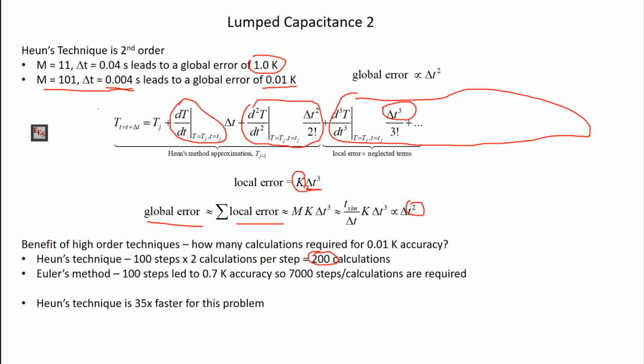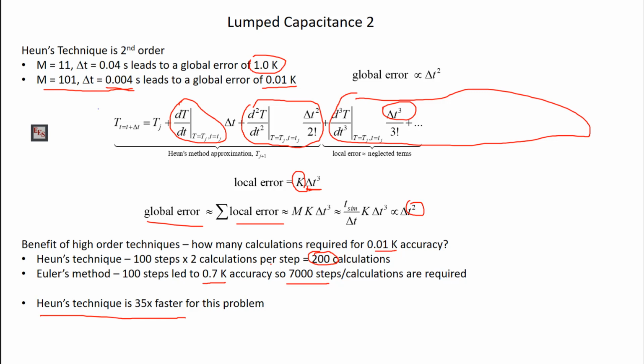If I look back at my Euler method, with 100 steps I had 0.7 Kelvin accuracy. And remember, Euler method was first order accurate, which means that if I want the same accuracy, 0.01 Kelvin, I'm going to need 70 times as many steps. So I have to reduce this down to 0.01. That's going to be 7,000 steps. So each step is only 1 calculation, but still there are many more calculations required. The Heun technique would be about 35 times faster than Euler's technique for this problem.